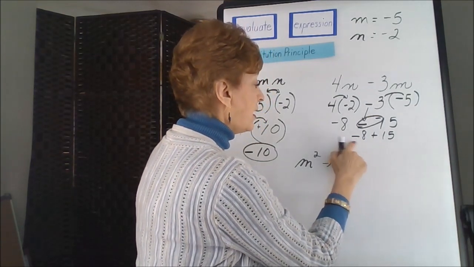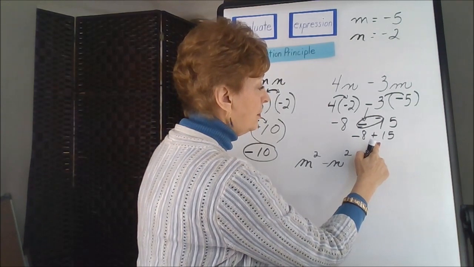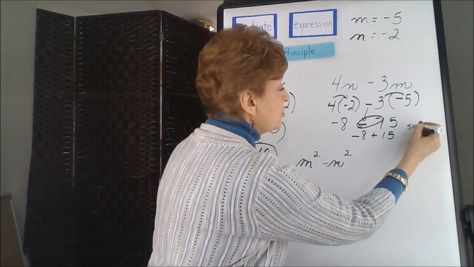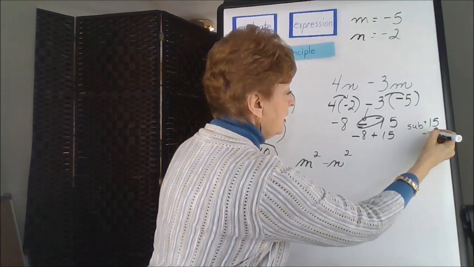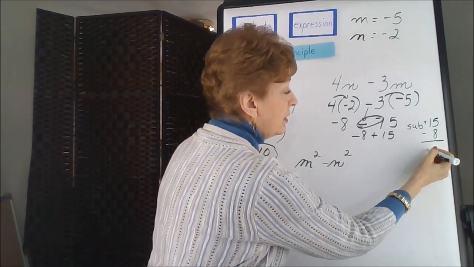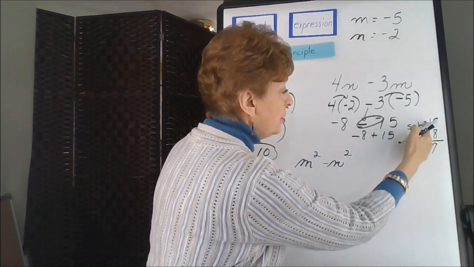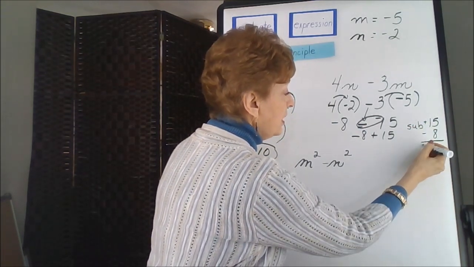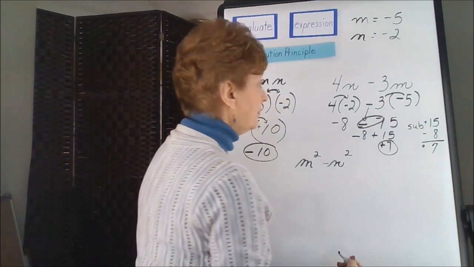Now we have a negative and a positive. Are the signs the same? No. That means we're going to subtract the numbers. So 15, positive 15, and negative 8. We're going to get 7 out of that and copy the sign of the larger numeral, which would be the 15, which is positive. So positive 7 is our answer.